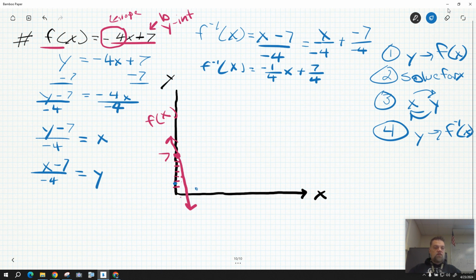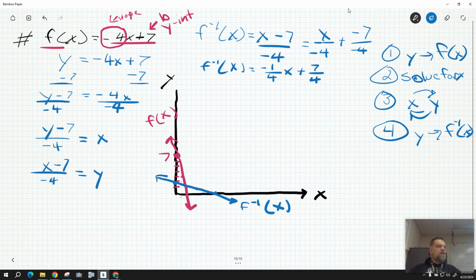Okay? And then I'm going to go down 1 over 1, 2, 3, 4. And so I'm going to get a line that kind of looks like this. That's f inverse.